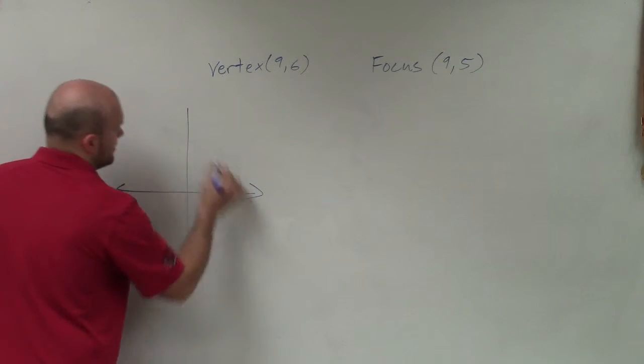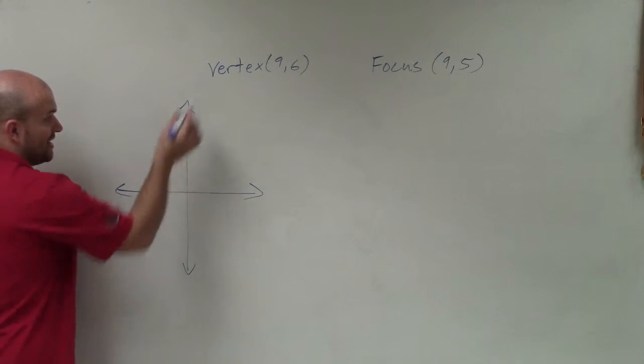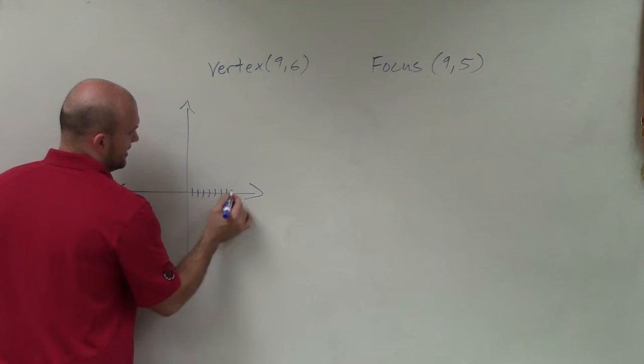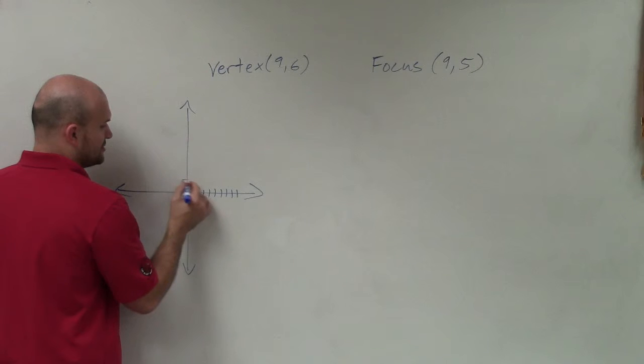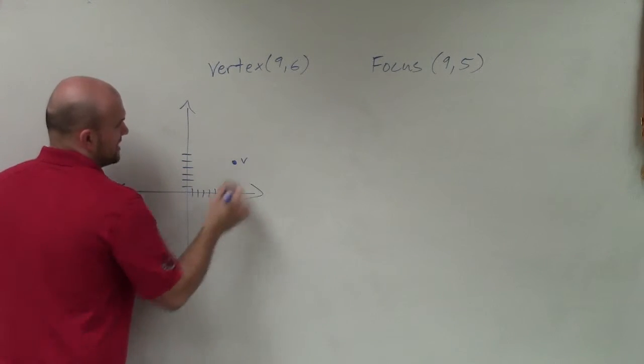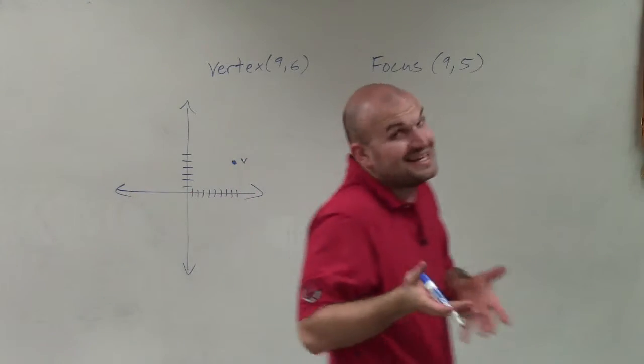All right. So when plotting the information I'm provided, I have the vertex is (9, 6). So I go 1, 2, 3, 4, 5, 6, 7, 8, 9, and then up 6: 1, 2, 3, 4, 5, 6. Okay, so there's my lovely vertex. Now, when we have the vertex, that's nice and helpful.